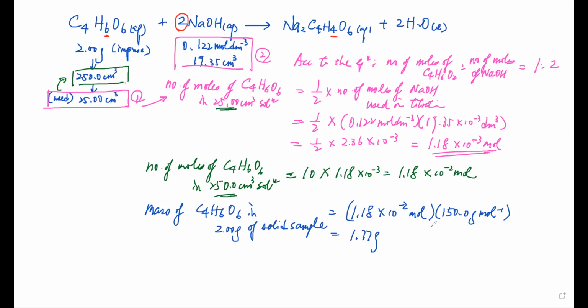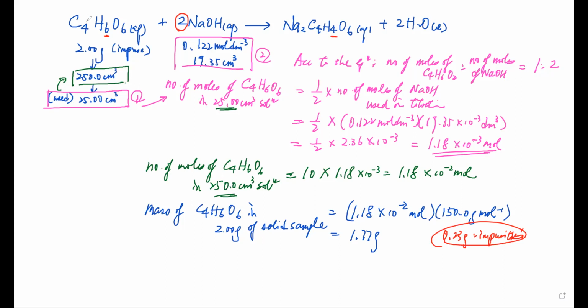So what is the hidden message about the remaining 0.23 gram? What is that? That is something impurity, right? That means we have got 0.23 gram of impurity.